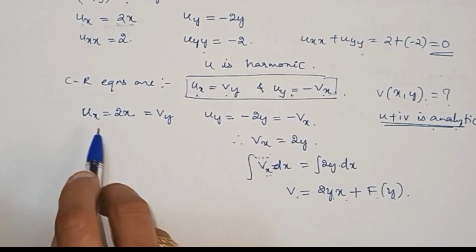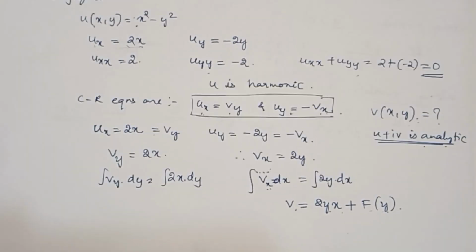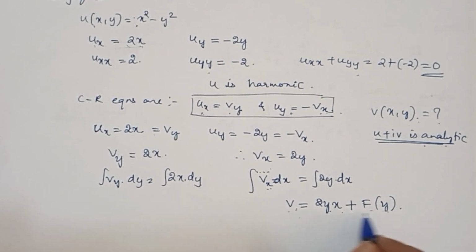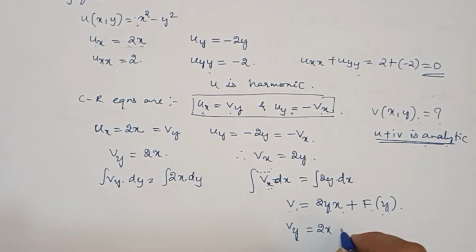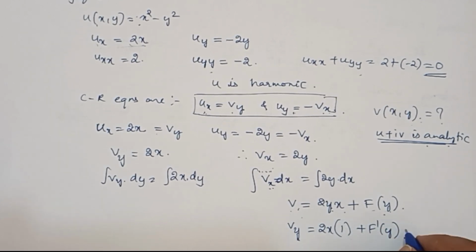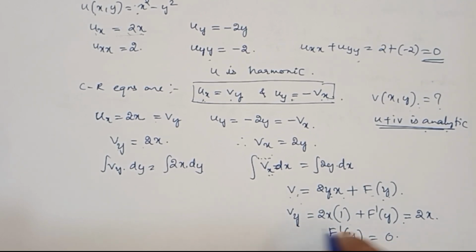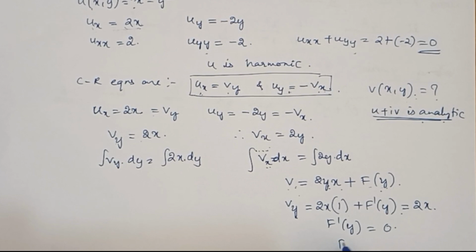To evaluate v, let us make use of this expression vy equal to 2x. Now here we have vy equal to 2x from this. Therefore, I got v. I will differentiate v with respect to y partially. So I will get 2x into derivative of y with respect to y is 1 plus f dash of y. Which is equal to vy is 2x. 2x cancels, f dash of y equal to 0. That means derivative equal to 0 means f of y must be equal to some constant. So f of y equal to some constant c.